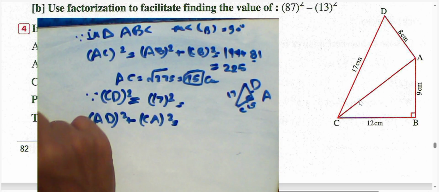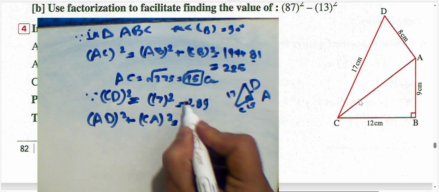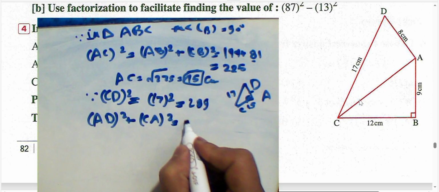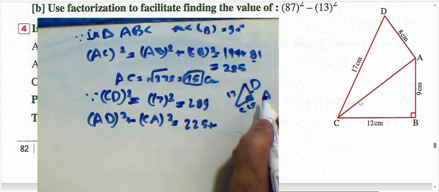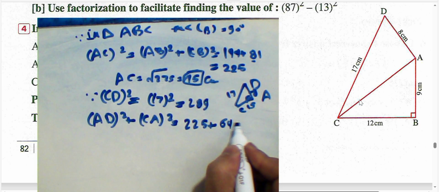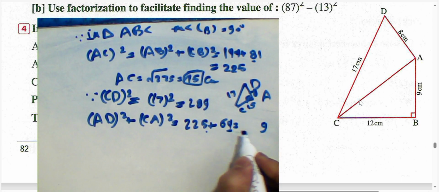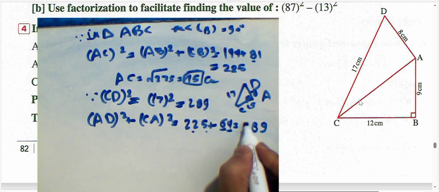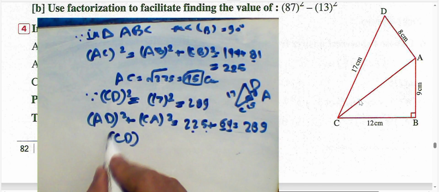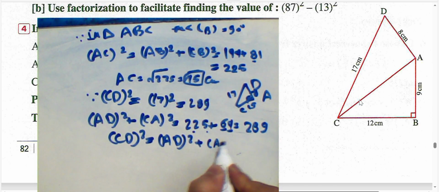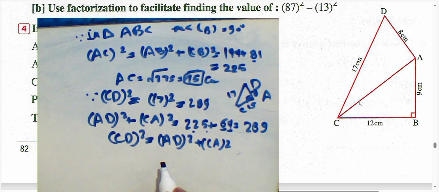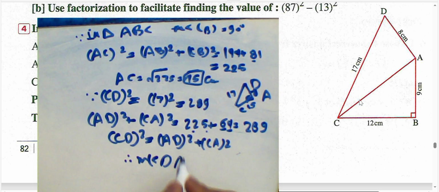17 times 17 is 289. And 15 power 2 is 225, and DA is 8, 8 power 2 is 64. 225 plus 64 equals 289. They are equivalent. Then CD power 2 is equivalent to AD power 2 plus CA power 2. Then this triangle is a right angle triangle. Then the measure of angle DAC equals 90 degrees.